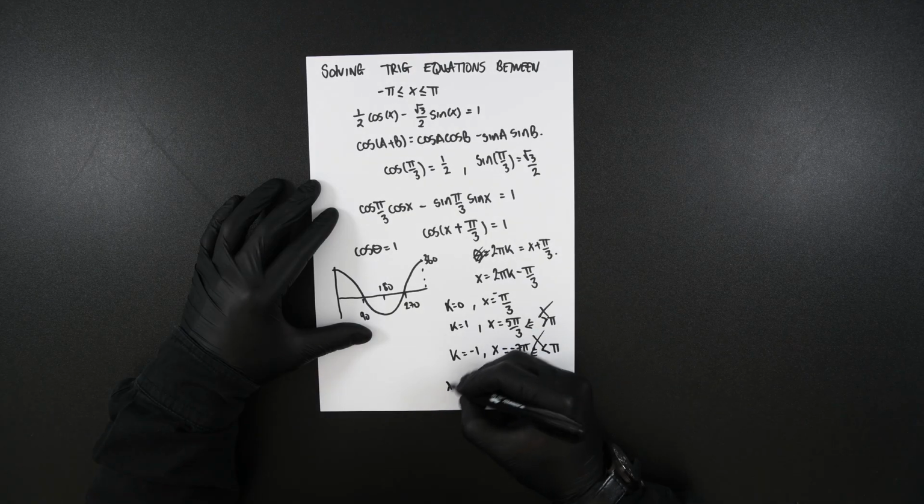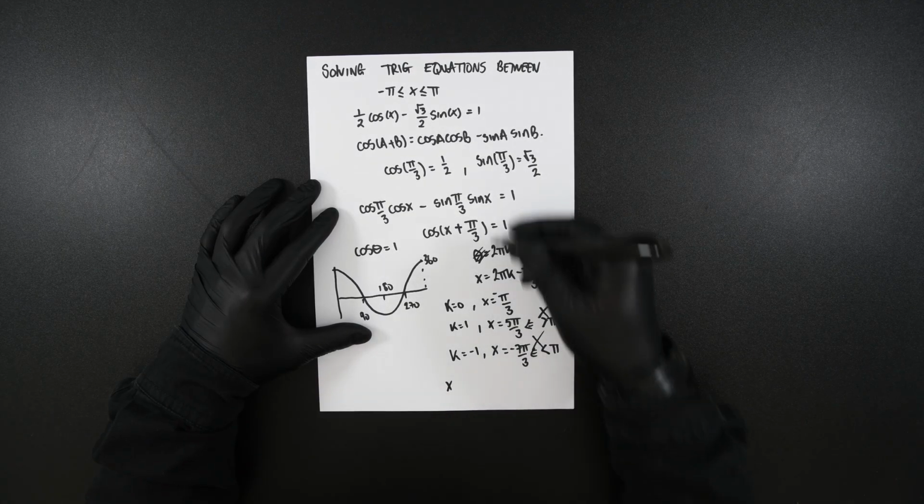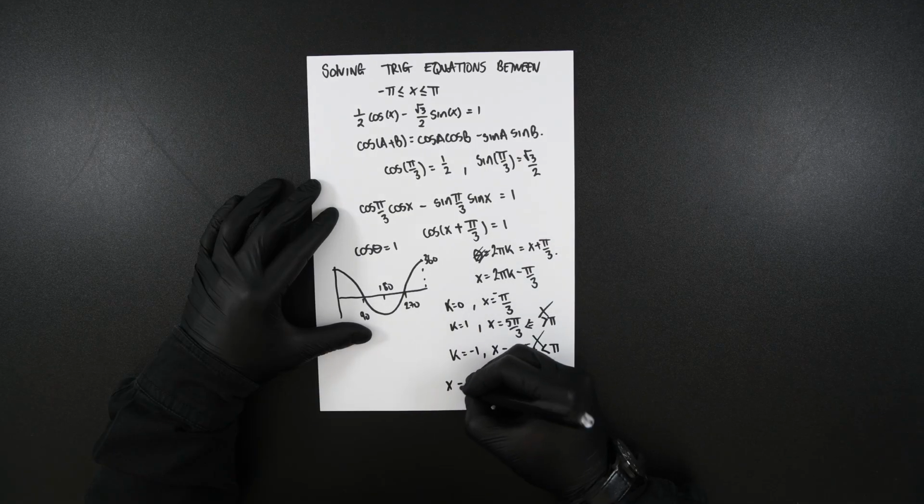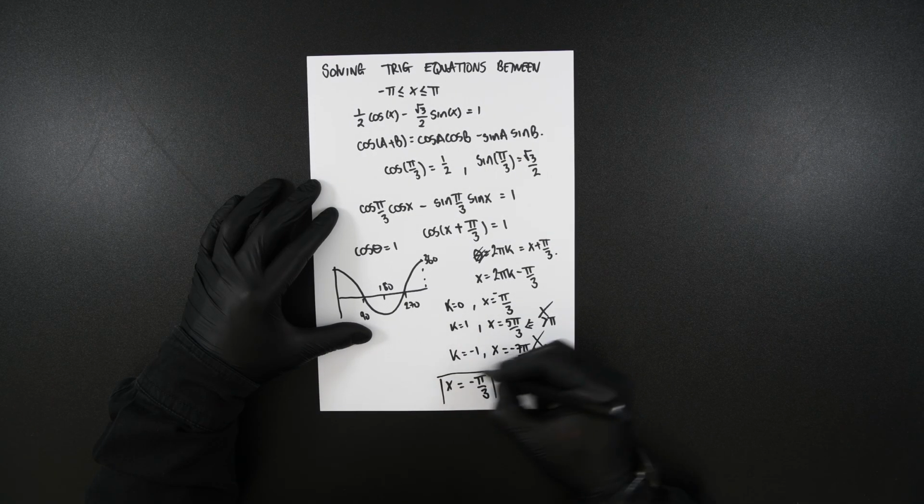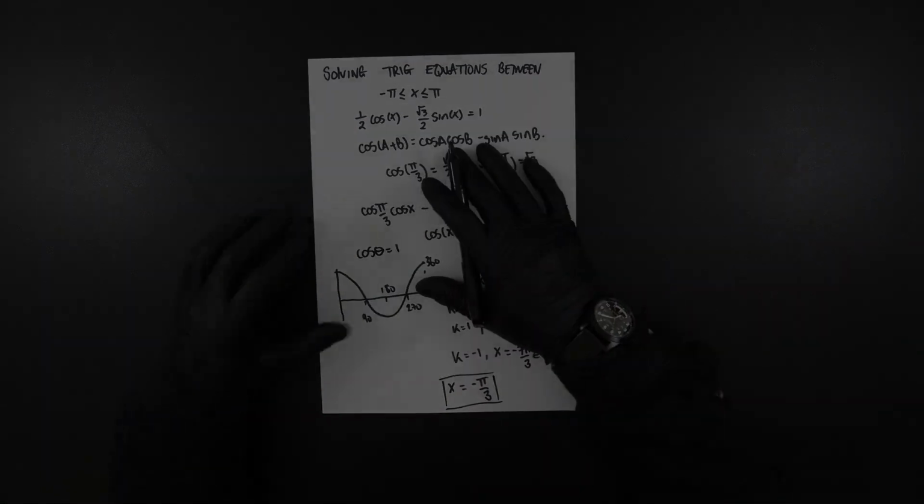So then we know that the only point in which it equals 1 is when x equals minus pi over 3. Got to do a box.